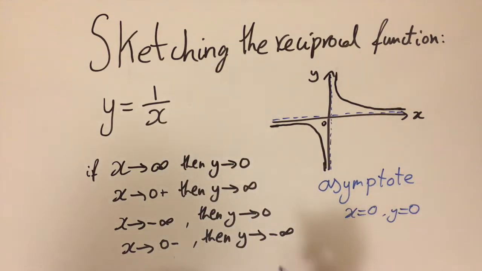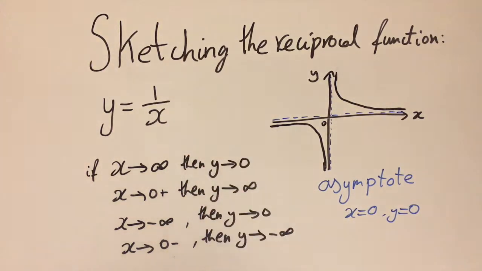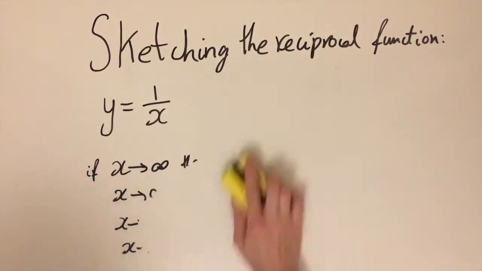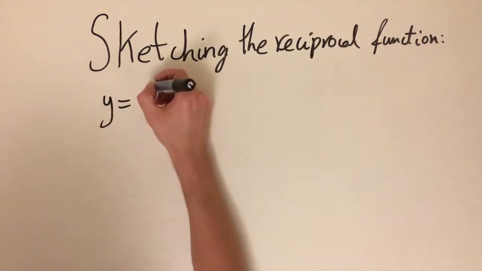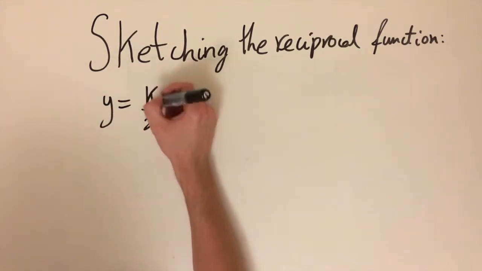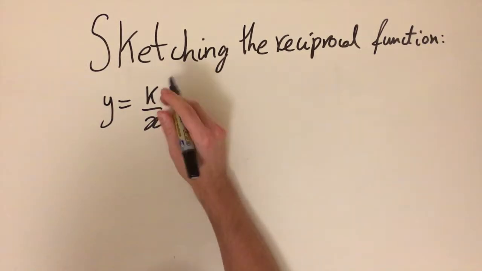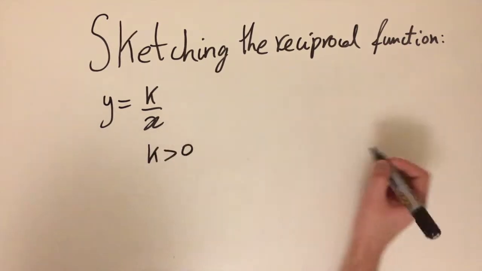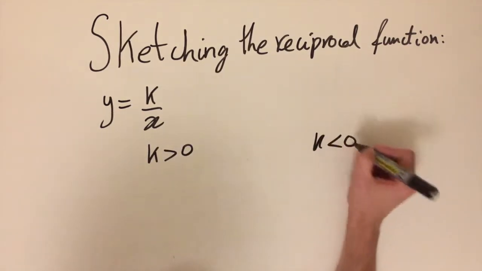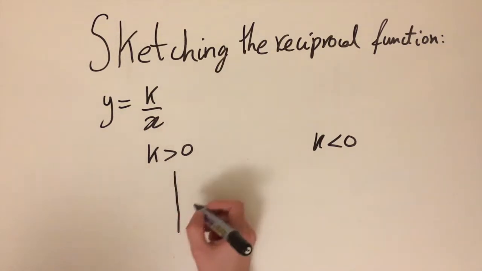So now we're going to generalize this one step further and see what happens if we put a constant on top. So let me just clear out some space first. Okay, so now we're interested in the function y equals k over x, where k is just a constant, a number. And we can split into two cases depending on the sign of k. If k is greater than 0 and if k is less than 0, then we're going to get two different types of behavior. And we can sketch what these look like.